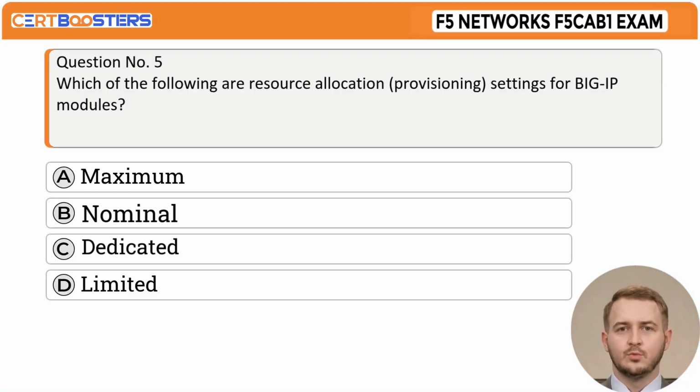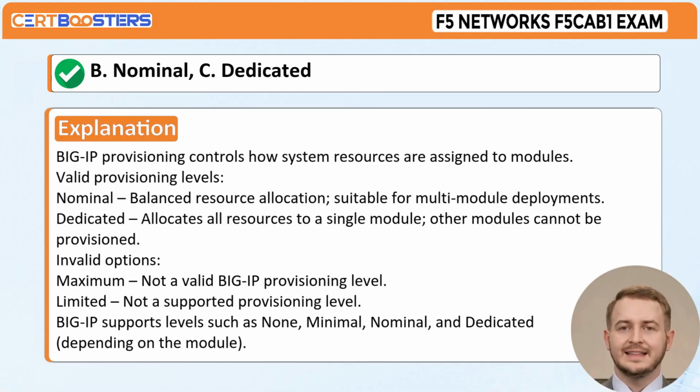Question number 5. Which of the following are resource allocation provisioning settings for BIG-IP modules? Choose 2. A. Maximum, B. Nominal, C. Dedicated, D. Limited. Correct answer: B, nominal, and C, dedicated.